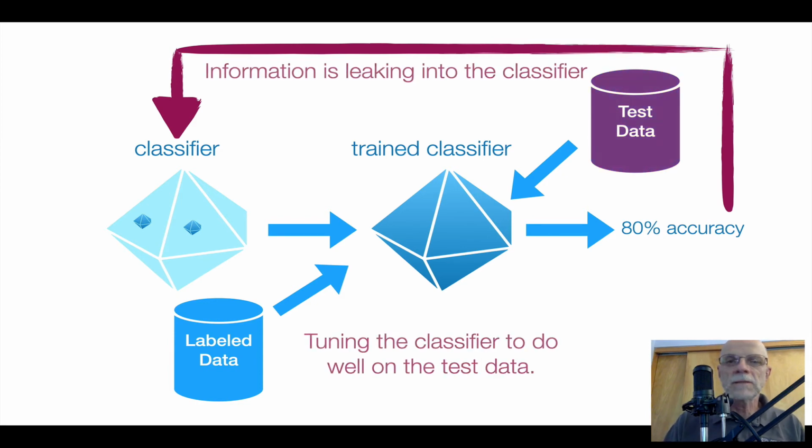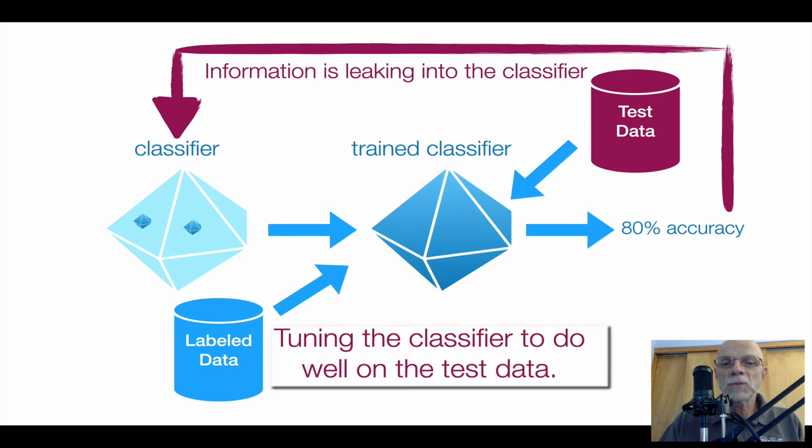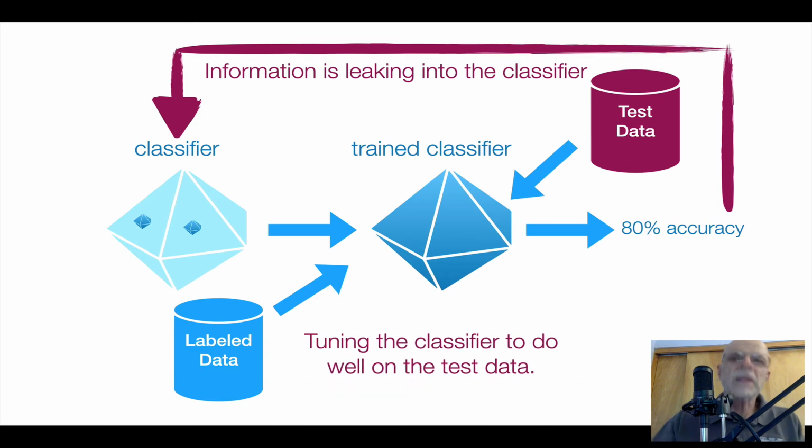We'll take that classifier, adjust some hyperparameters, change the max depth, and try again and get some other accuracy. But the problem with this approach is that information is leaking into the classifier, information about that test set. We're tuning the classifier to do well on that test data, because there's that feedback loop. We keep altering the classifier until it does super well on the test data, but that information about the test data is leaking into the classifier.